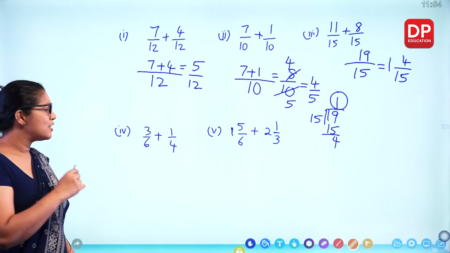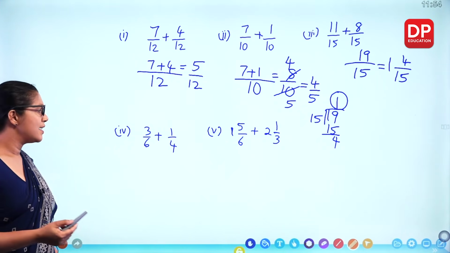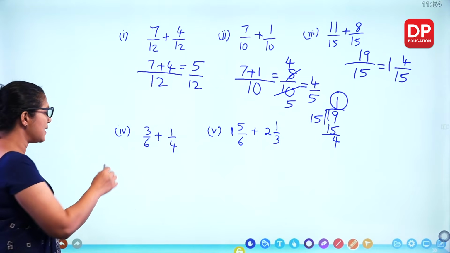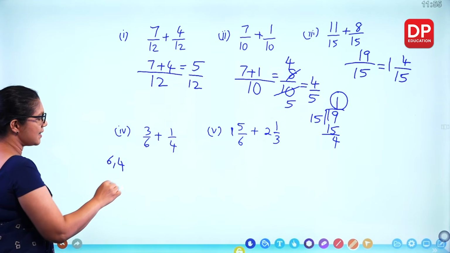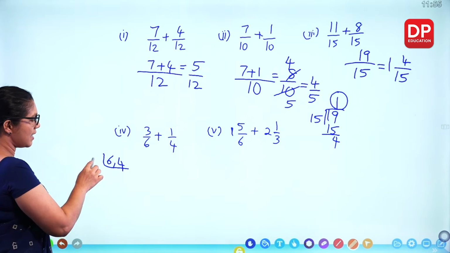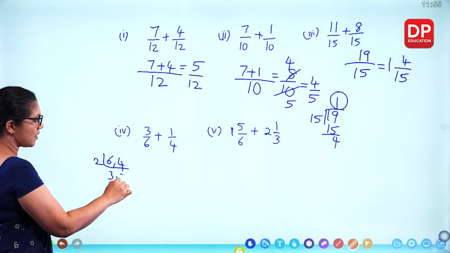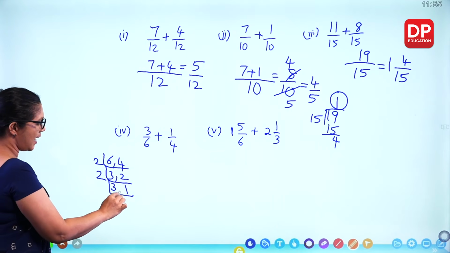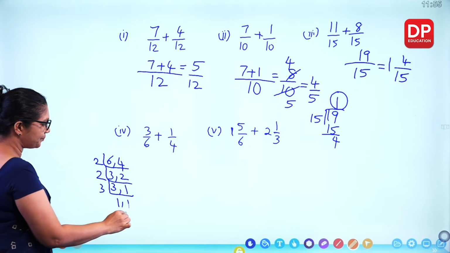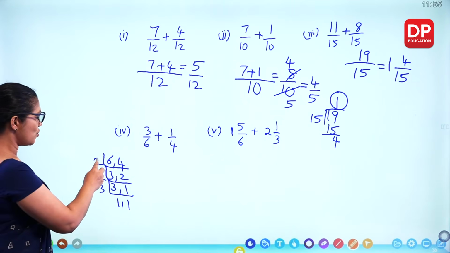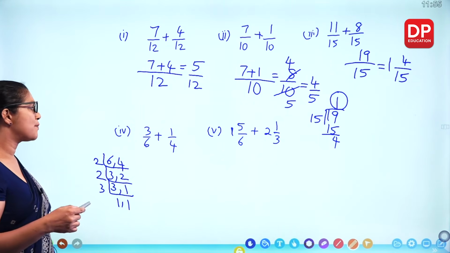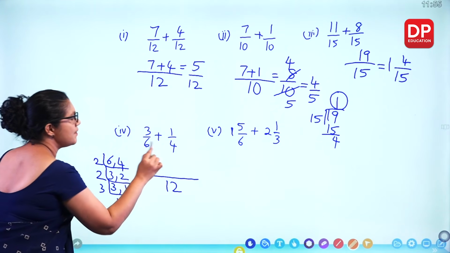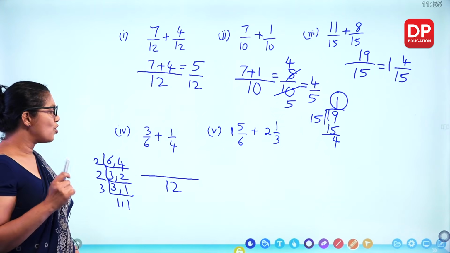Now the denominators are different. So 6 and 4, how can we find out the lowest common multiple? So here we can take the 2 numbers together. You can divide by 2. Again you can divide by 2 and by 3. So what's the answer? 2 times 2, 4. 4 times 3, 12. So that means we can convert these 2 denominators to 12.